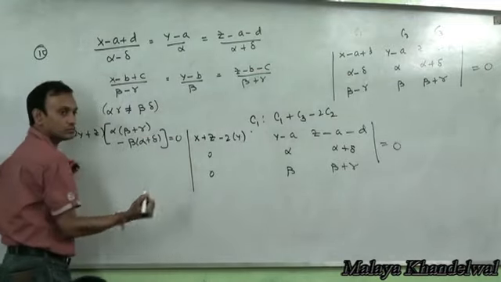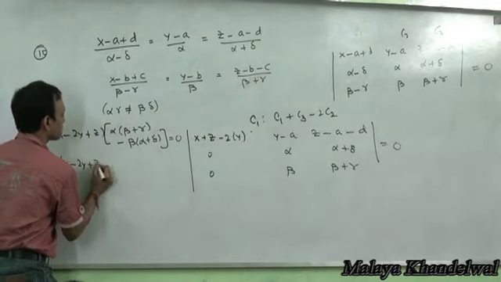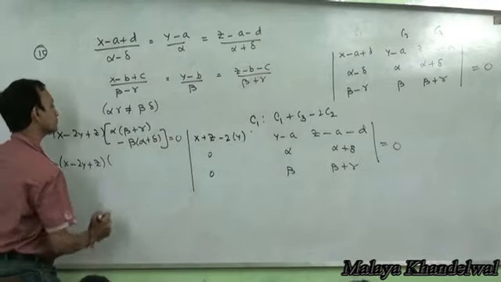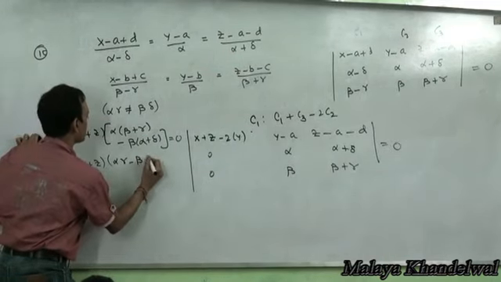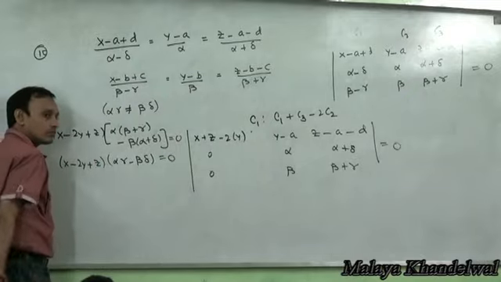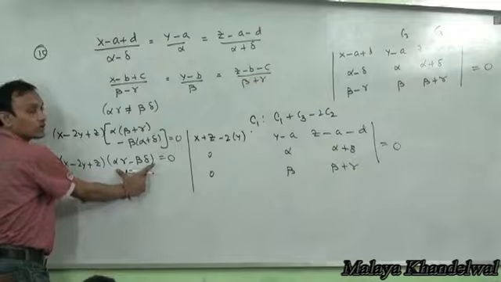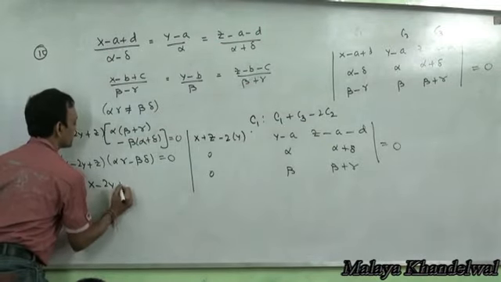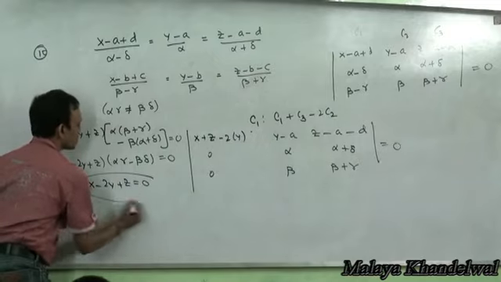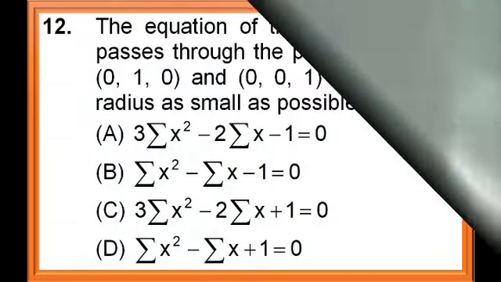That is equal to 0. Or (x minus 2y plus z) into (alpha beta plus alpha gamma minus beta delta) equal to 0. But this is given to be not 0. So this must be 0, which means x minus 2y plus z equal to 0 is the equation of the common plane. That's the equation of the common plane.